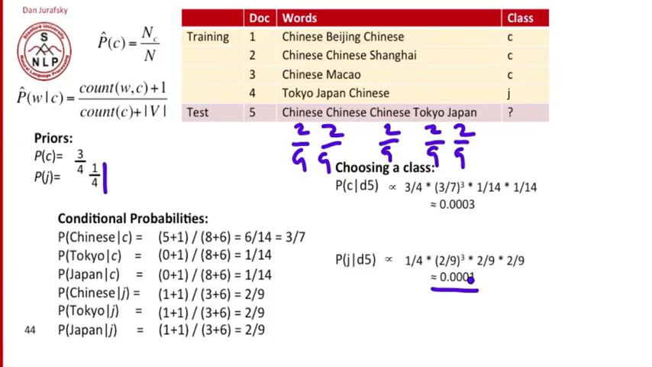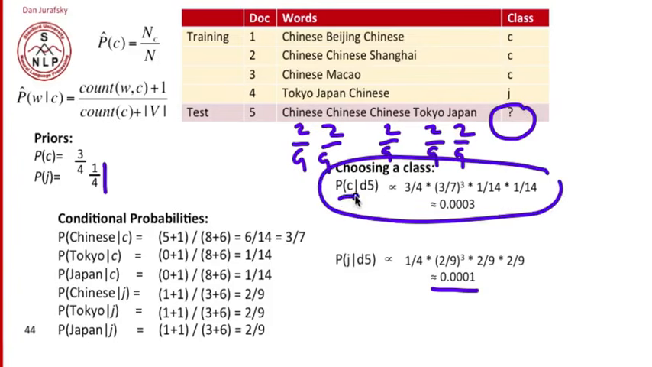So in this example, our model would choose which class for this document? It would choose Chinese because 0.0003 is bigger than 0.0001.